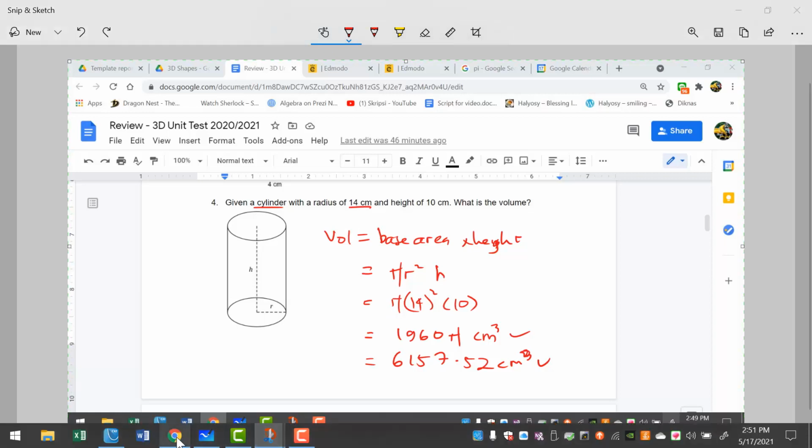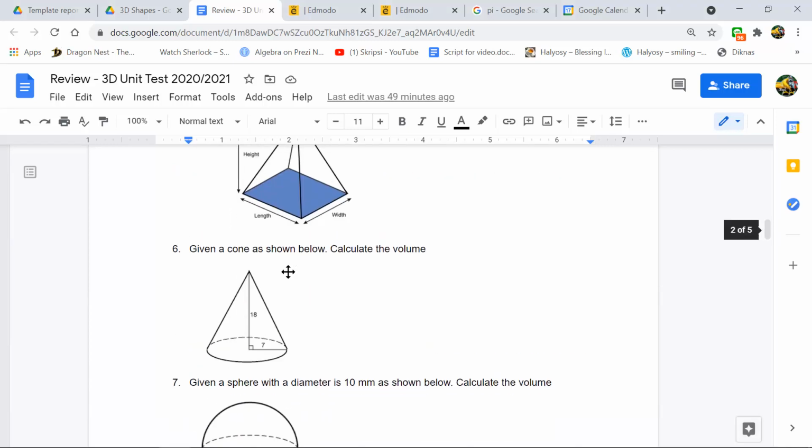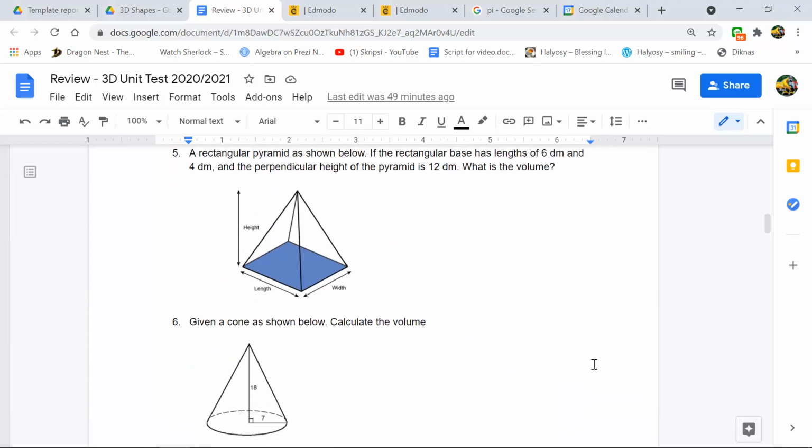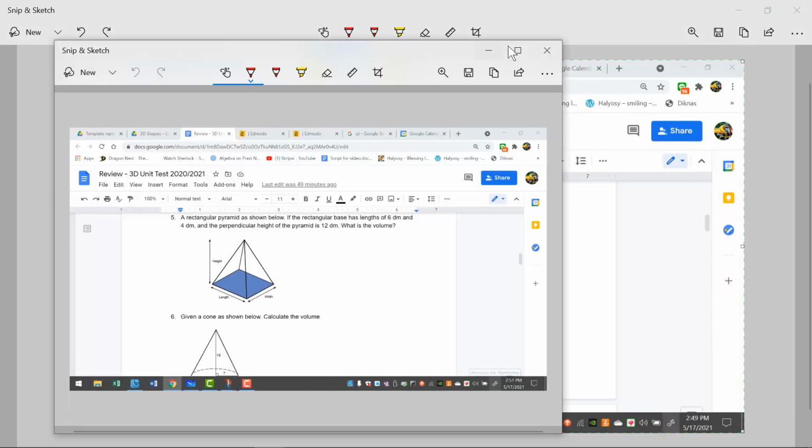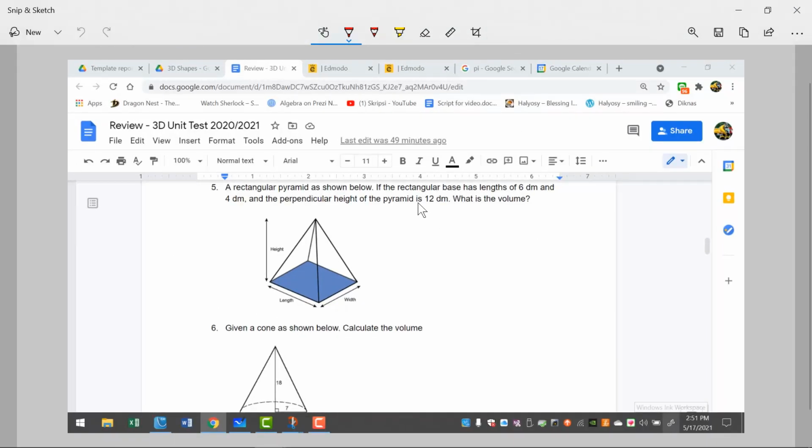Let's go to number 5. Okay, number 5, a rectangular pyramid as shown below here. If the rectangular base has a length of 6 decimeter and 4 decimeter, and the perpendicular height of the pyramid is 12, what is the volume?